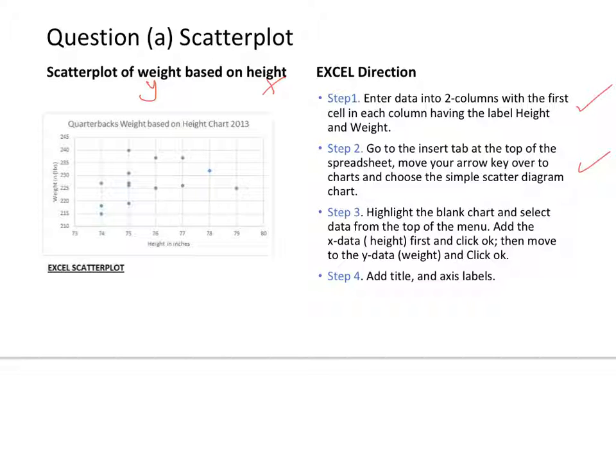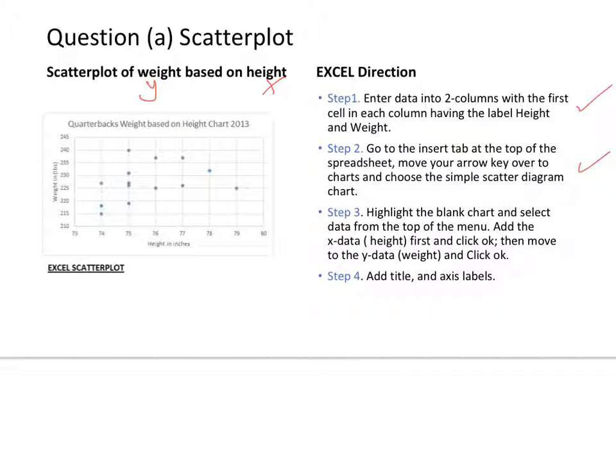Choose that scatter chart, and once that chart is selected, a blank square will show up on your screen. Highlight the blank chart and select Data from the top menu screen, or Select Data. Add the X data, height, first and click OK. Then move to the Y data and enter the weight. You will move the cursor down and highlight all the weight data and then click OK.